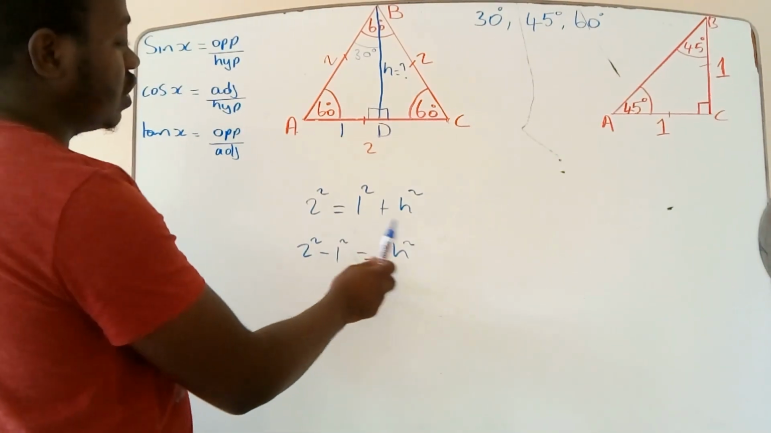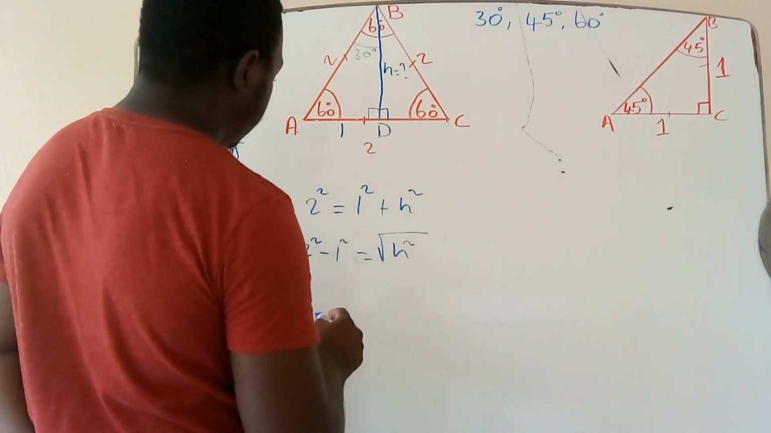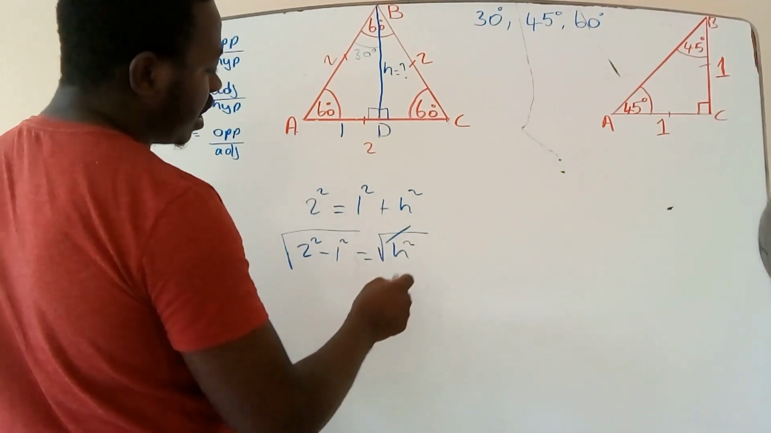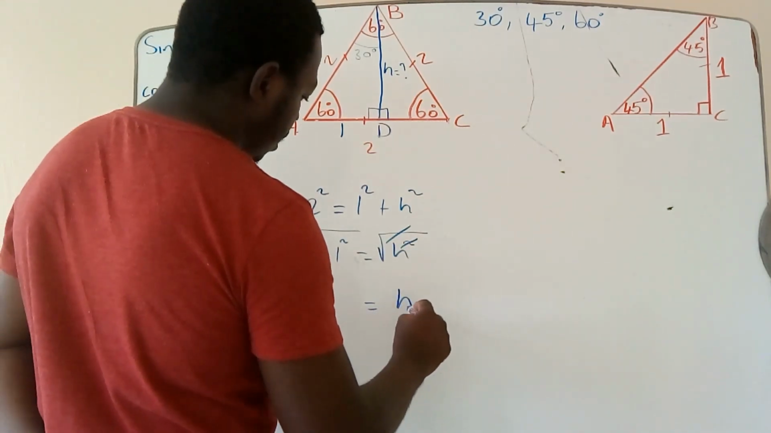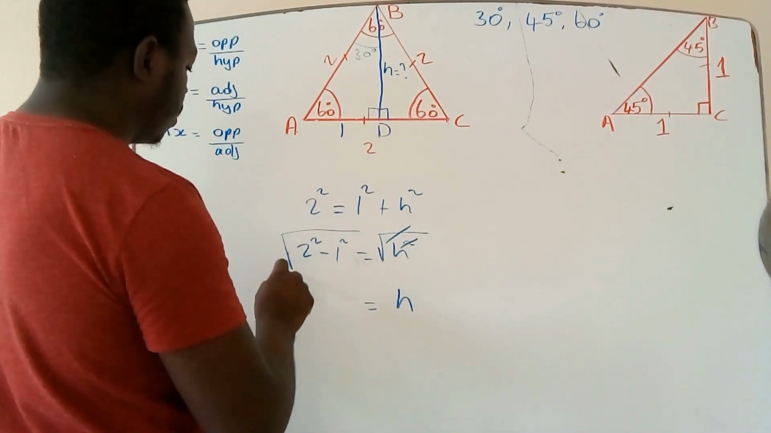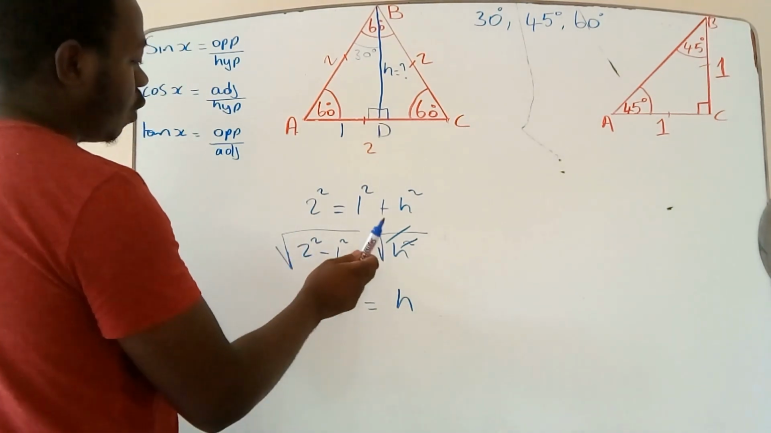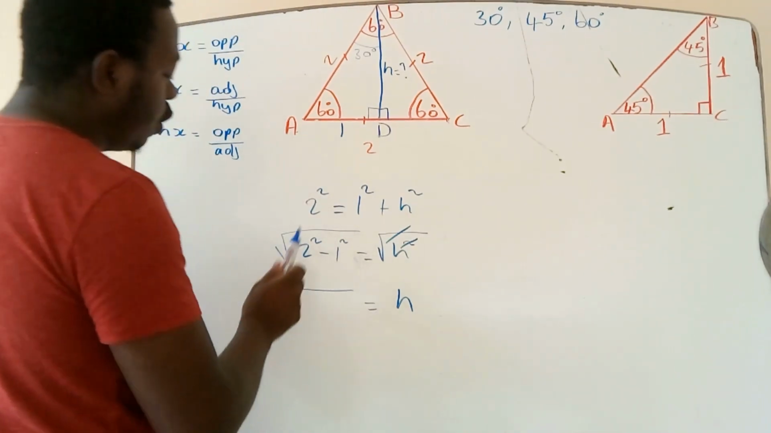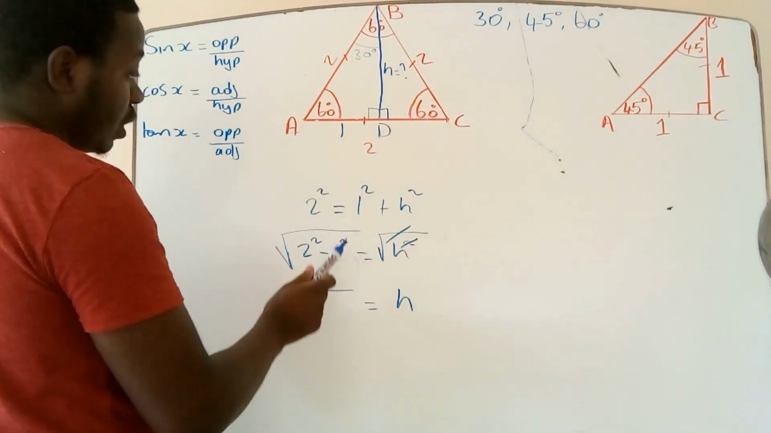Now we want to find the value of H. That means we can square root both sides as well. So if we square root this side and we square root this side, the square root cancels out this square, so we're left with H. And H is equal to the square root of 2 squared minus 1 squared. So this is equal to the square root of... but what is 2 squared? 2 squared is just 4, right? What is 1 squared?